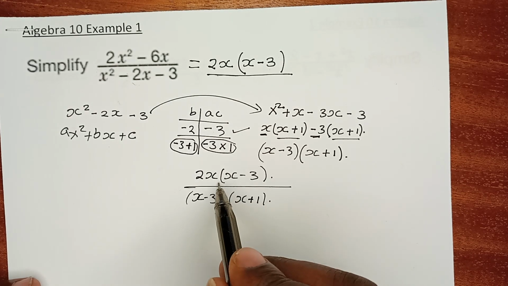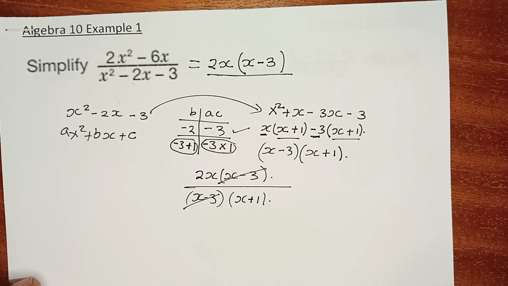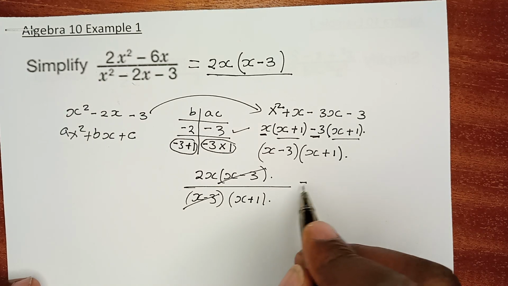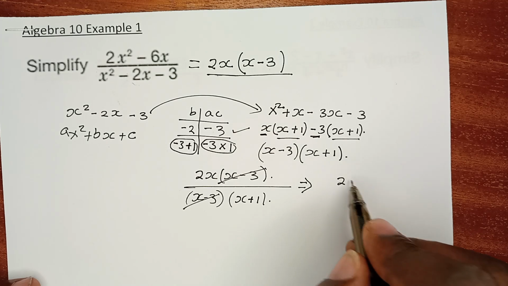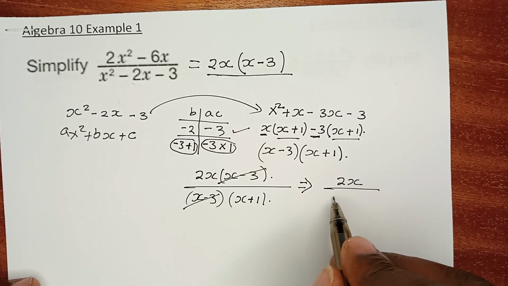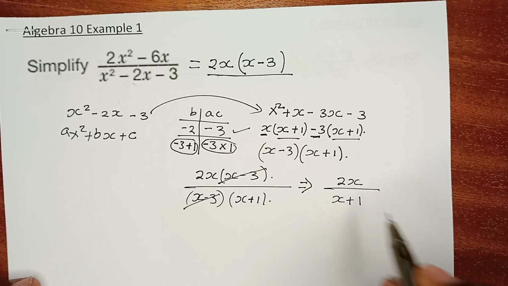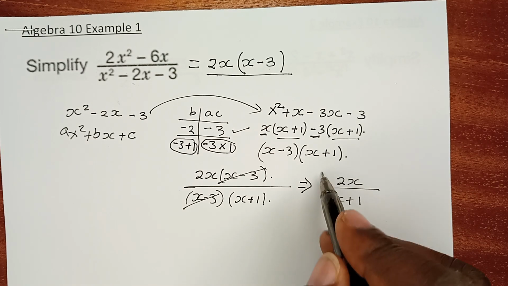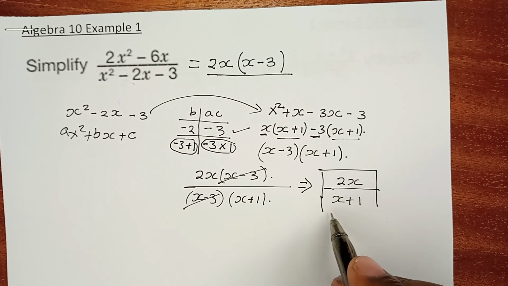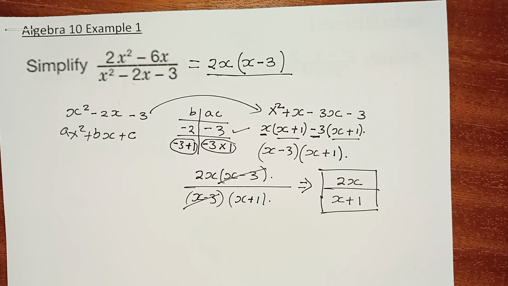You realize that bracket will cancel out with that one because they are common, and the final answer to this simplification is going to be 2x all over x plus 1. And that is the farthest we can go as far as simplification is concerned. So this is the final answer.